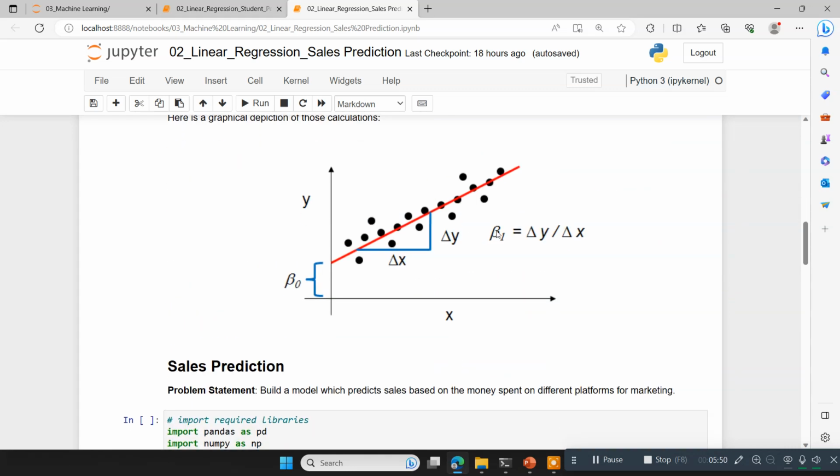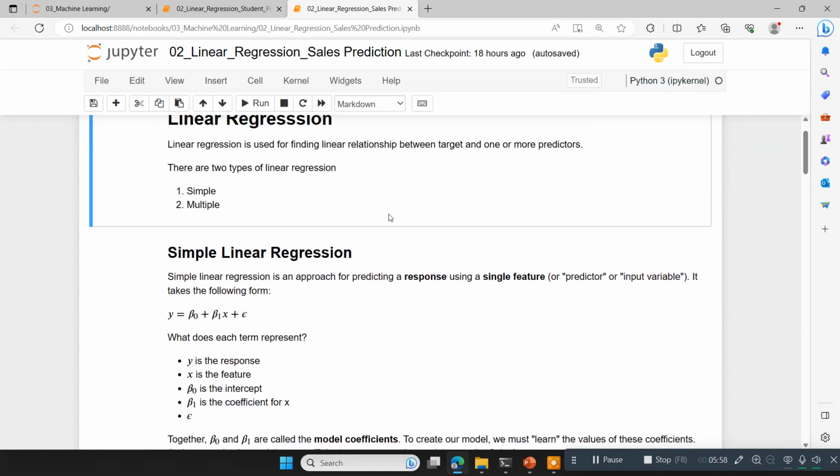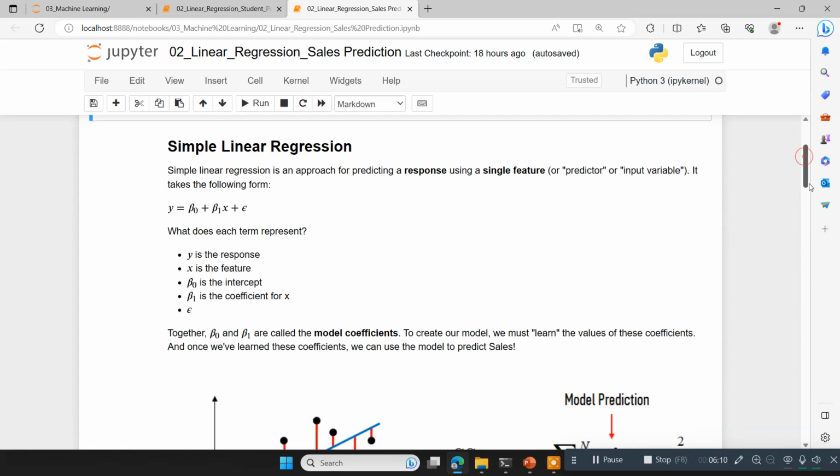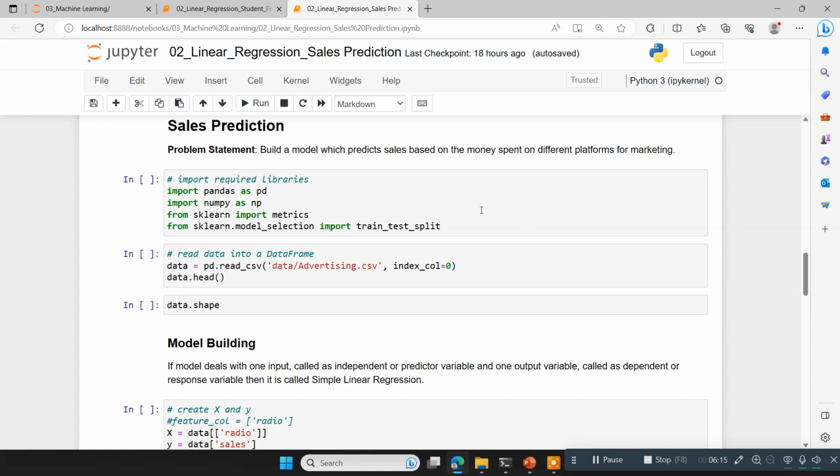So here, the relationship between x and y is plotted. If we know x, then this beta 0, beta 1 and epsilon are calculated automatically. And then if we give the input for x, we'll get the value for y. So let us see how to implement a model here.